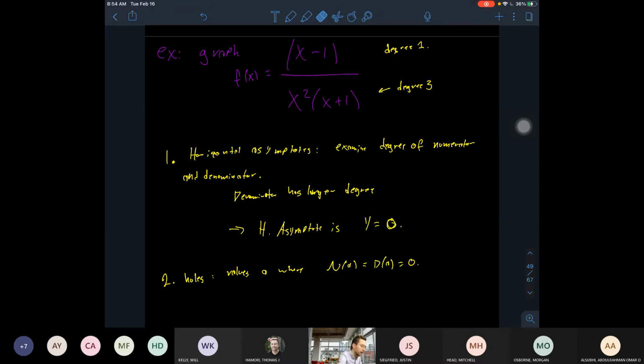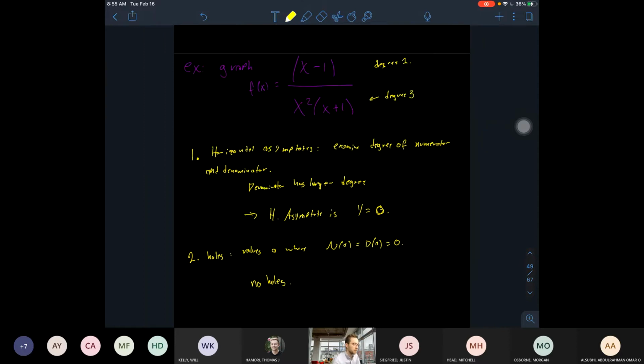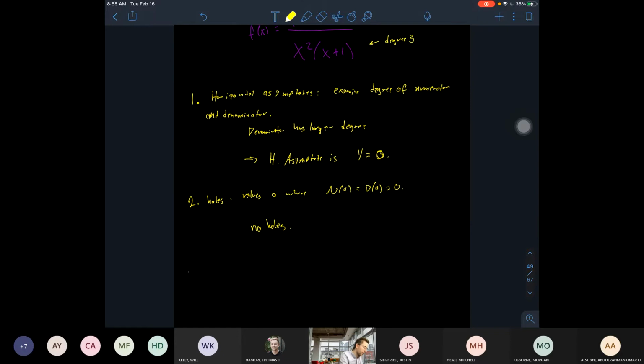Okay, so we're not going to have any situations here where the numerator and the denominator are both 0, because the numerator will only be 0 if x is equal to 1. And when that happens, the denominator will be something else other than 0. Okay, so no holes. We don't have any common factors, basically, between the numerator and the denominator. Okay, and finally, we check vertical asymptotes.